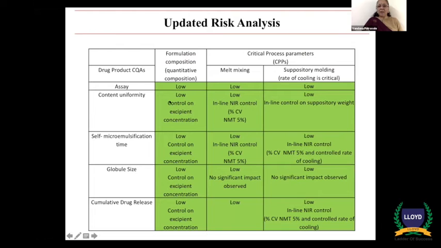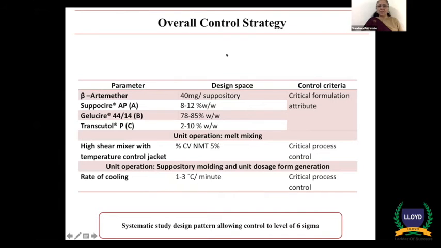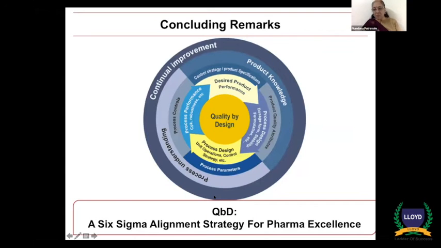So we have updated the risk metrics. You can see wherever I have used PAT techniques, I have indicated. So this became now the overall control strategy, wherein we have used 40 milligram of drug per suppository, Suppocire along with Gelucire and Transcutol. And again, this technology is also being explored by the pharmaceutical industry right now. We are hopeful that even this will be commercialized.